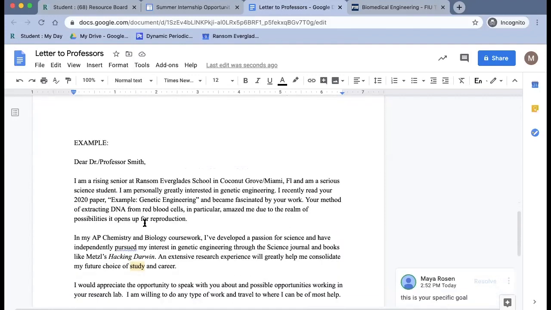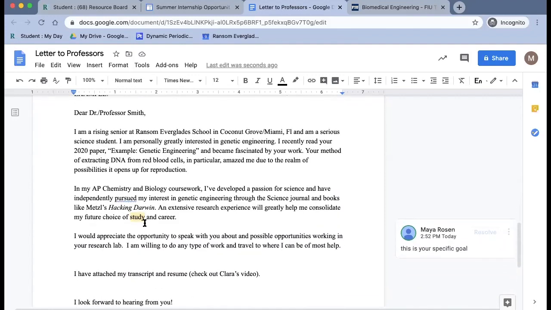Okay, so here's my example email, so I'll just read it through. Dear Professor Smith, I'm a rising senior at Ransom Everglades School in Coconut Grove, Miami, Florida, and I'm a serious science student. I am personally greatly interested in genetic engineering. I recently read your 2020 paper, and then insert name, and became fascinated by your work. Your method of extracting DNA from red blood cells in particular amazed me due to the realm of possibility it opens up for reproduction. In my AP Chemistry and Biology coursework, I've developed a passion for science and have independently pursued my interest in genetic engineering through the Science Journal and books like Maxwell's Hacking Darwin.